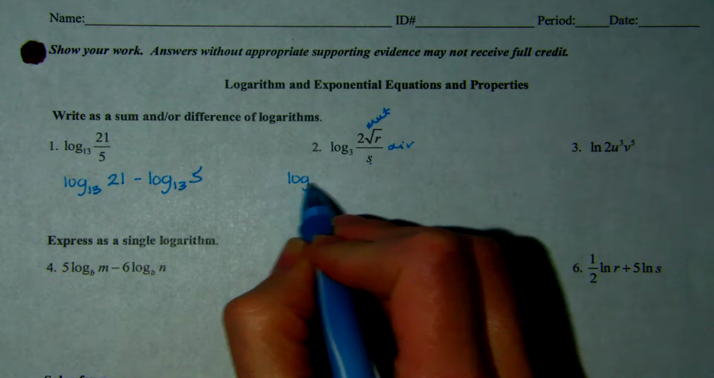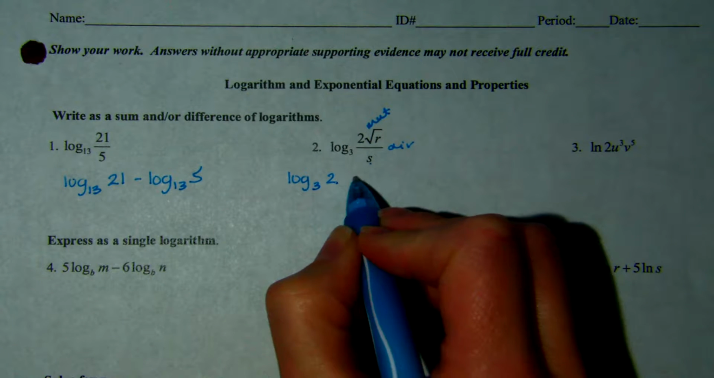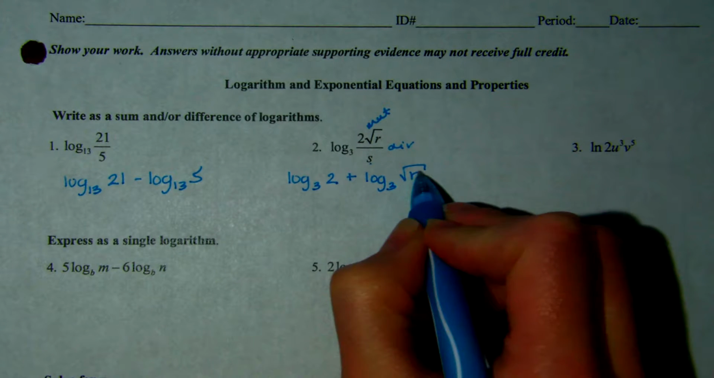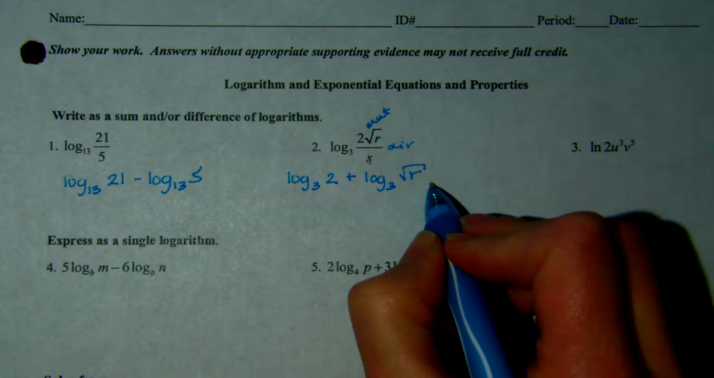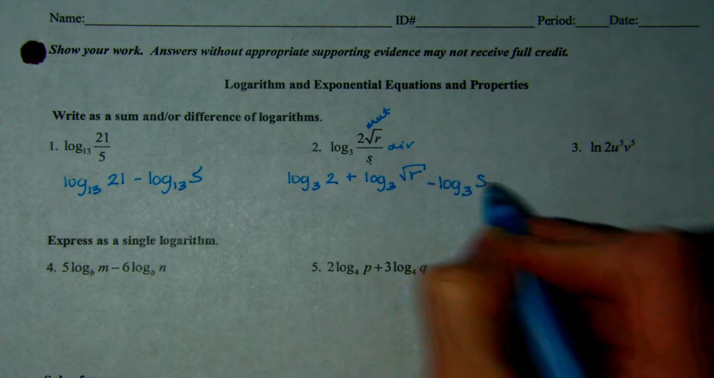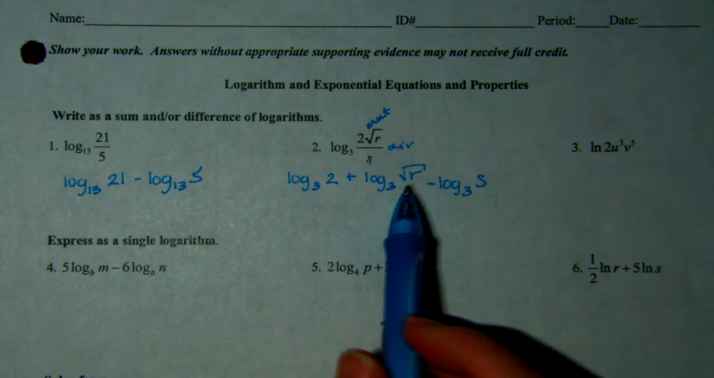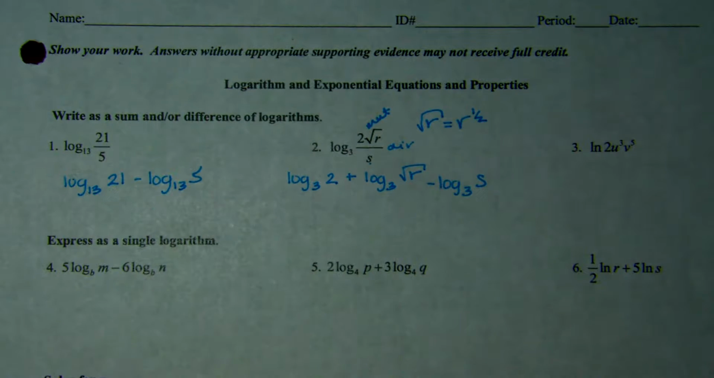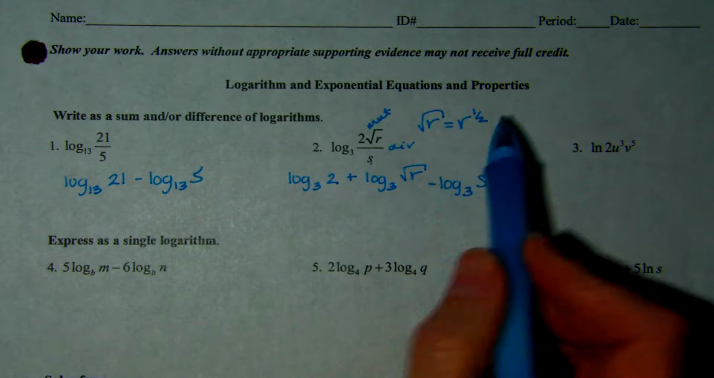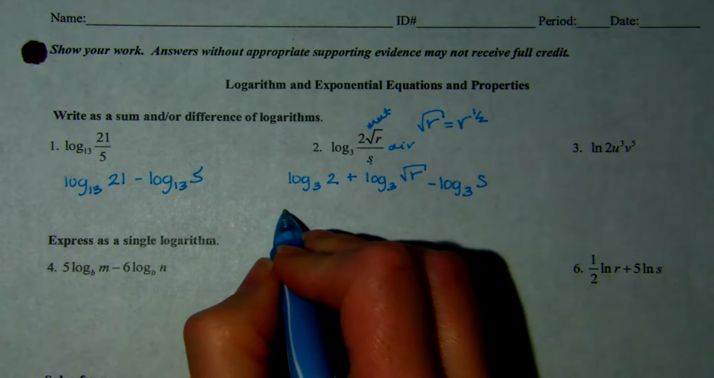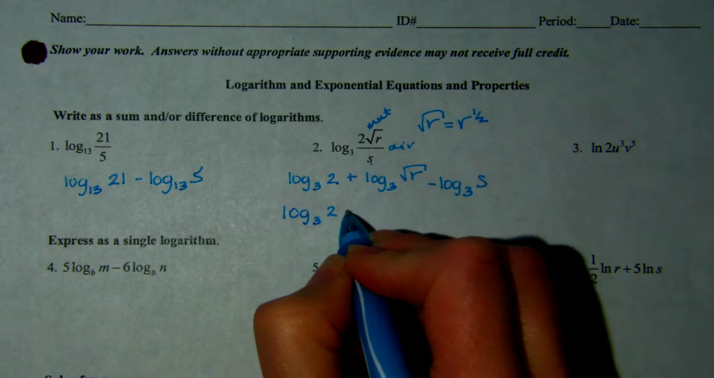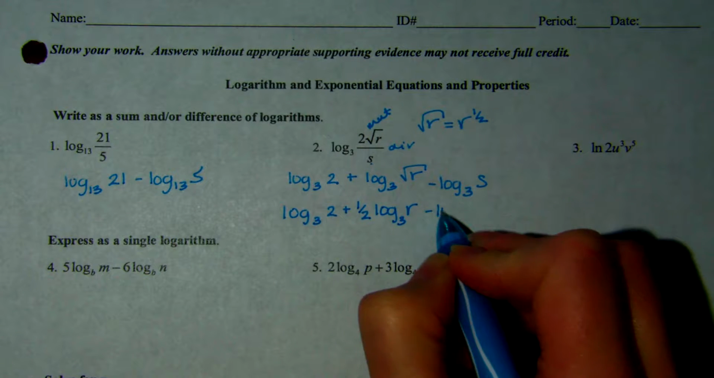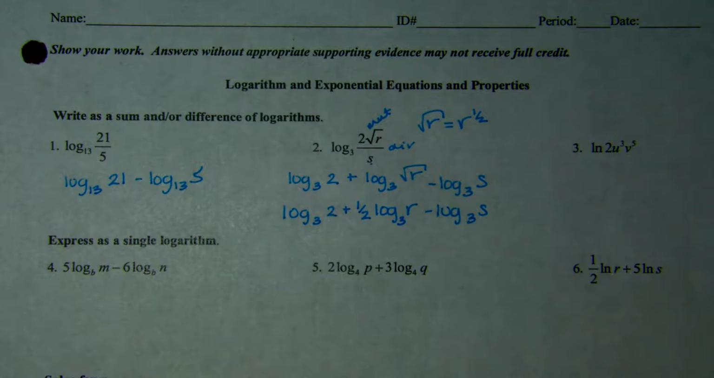This is log base 3 of 2. Multiplication means I add the logs, so plus log base 3 of the square root of r minus log base 3 of s. And then you will remember that the square root of r can be written r to the 1/2 power. And that if we write it like that, that exponent inside a log can come down to the front. So this is actually log base 3 of 2 plus 1/2 log base 3 of r minus log base 3 of s. And that's your answer for that one.